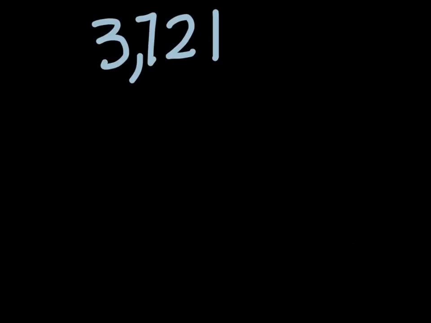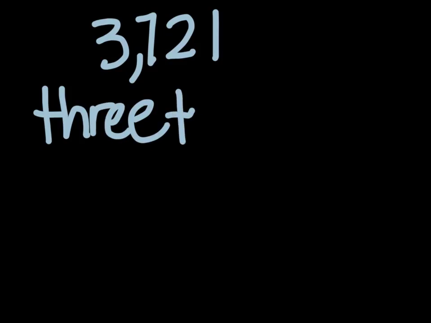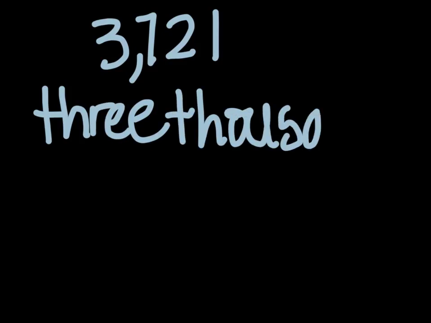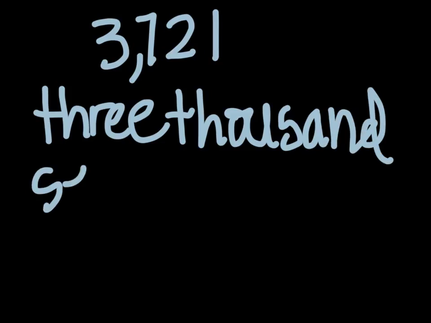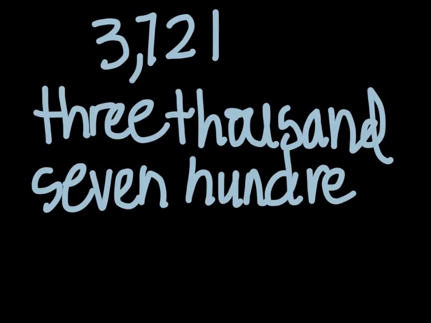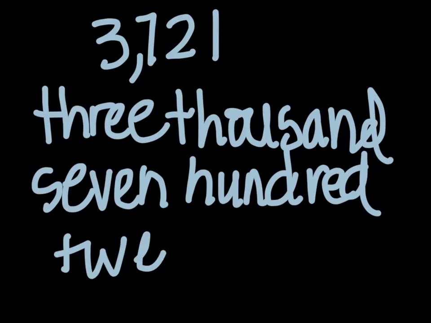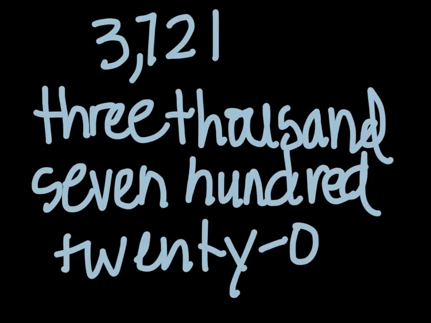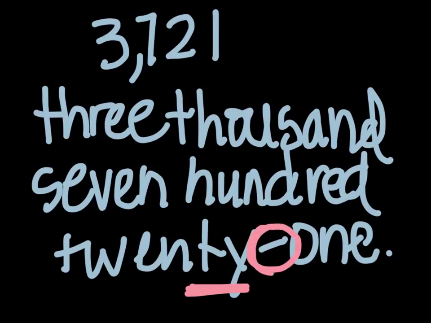So just to give another quick example of written notation, this number in written notation is 3,000, 700, 21. And hopefully you notice in between the 20 and the 1, I put a hyphen in there. Whenever you end a word with TY and you're talking about numbers, you always want to put a hyphen in there. Just like that.